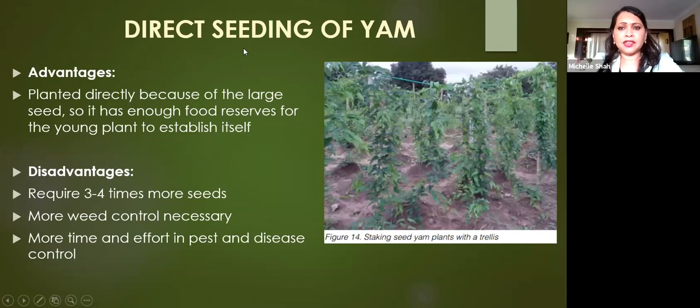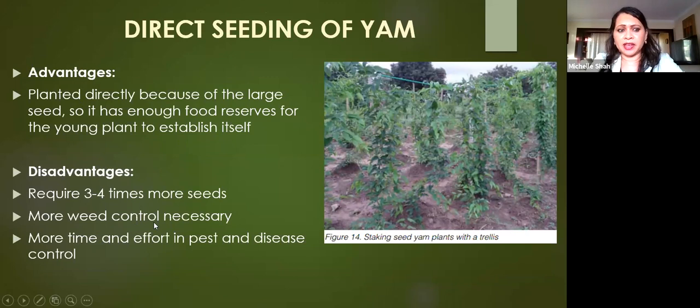Direct seeding of yam. The advantages are they are planted directly because of the large seed, so it has enough food reserve for the young plant to establish itself. The disadvantages of direct seeding of yam: they require 3 to 4 times more seeds, more weed control is necessary, and more time and effort in pest and disease control is required.